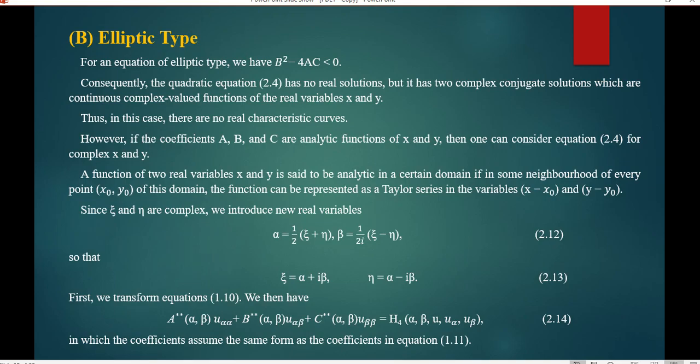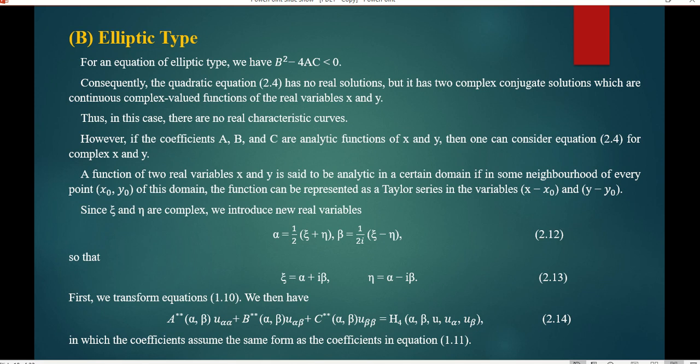Next we see about the elliptic type. Here b square minus 4ac is less than 0. So we have the quadratic equation 2.4 has no real solution, but it has two complex conjugate solutions which are continuous complex valued functions of the real variables x and y. Thus in this case there are no real characteristic curves.